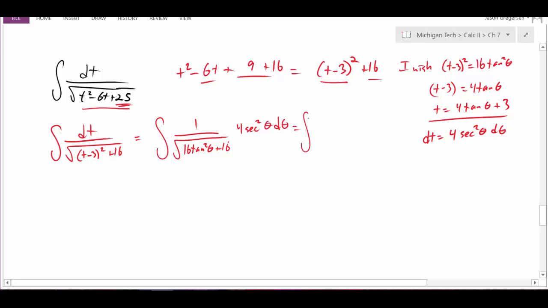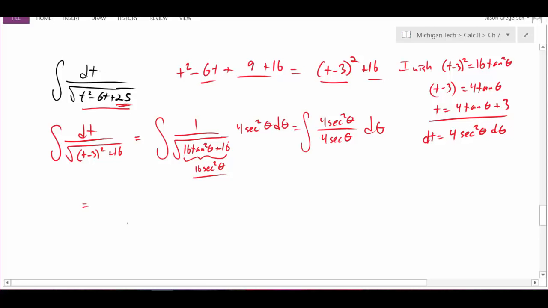Now I've plugged all my theta values in, and I'm going to try to simplify this. The whole purpose of the trig substitution was so we can get this simplification: 16 tangent squared plus 16 is 16 secant squared theta. I'm going to take the square root of that, so in the numerator I'll get 4 secant squared theta, and in the denominator I'll get the square root of that, which will be 4 secant of theta, d theta.